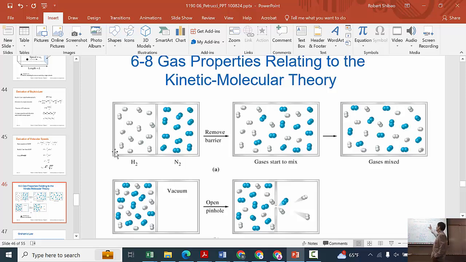And then we've got 6.8, gas properties relating to kinetic molecular theory. So if I have hydrogen over here, nitrogen, and the barrier here, what happens if I remove the barrier? The gases will mix. That's what happens. And so if we remove the barrier, the gases mix. And now we have mixed gases.